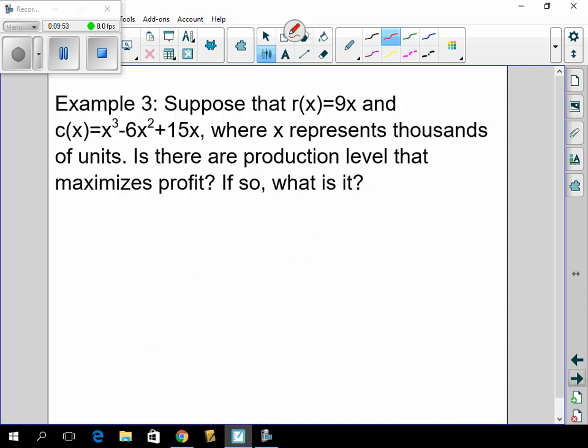So same idea as optimization. It gives us our revenue is 9x and our cost is x cubed minus 6x squared plus 15x. And it tells us that x represents thousands of units. And it's asking, is there a production level that maximizes profit? And if so, what is it?